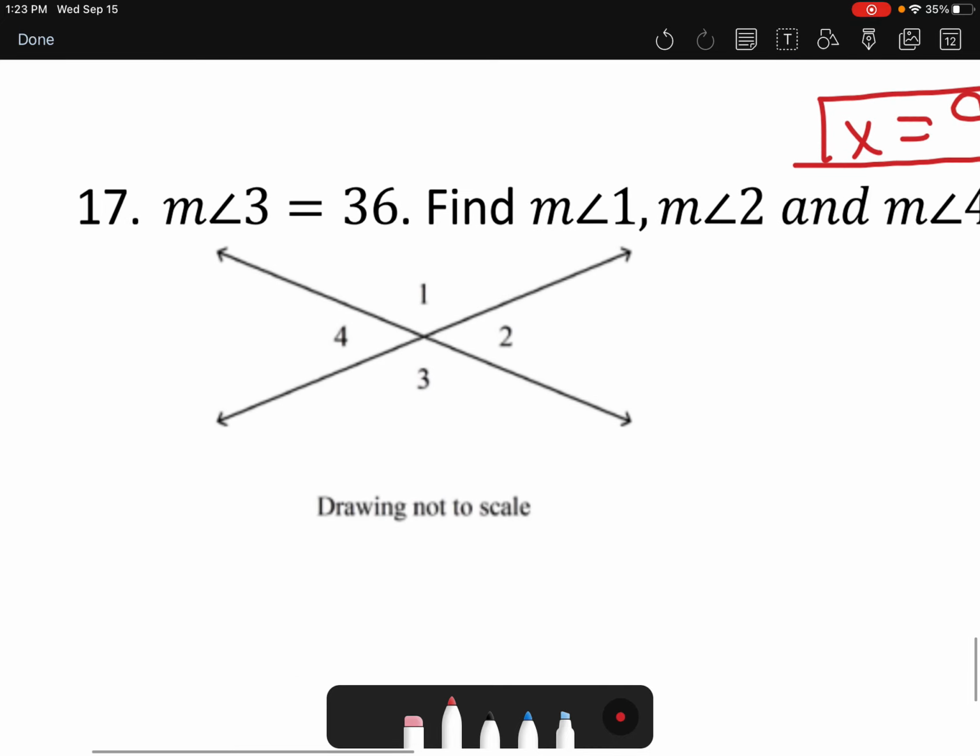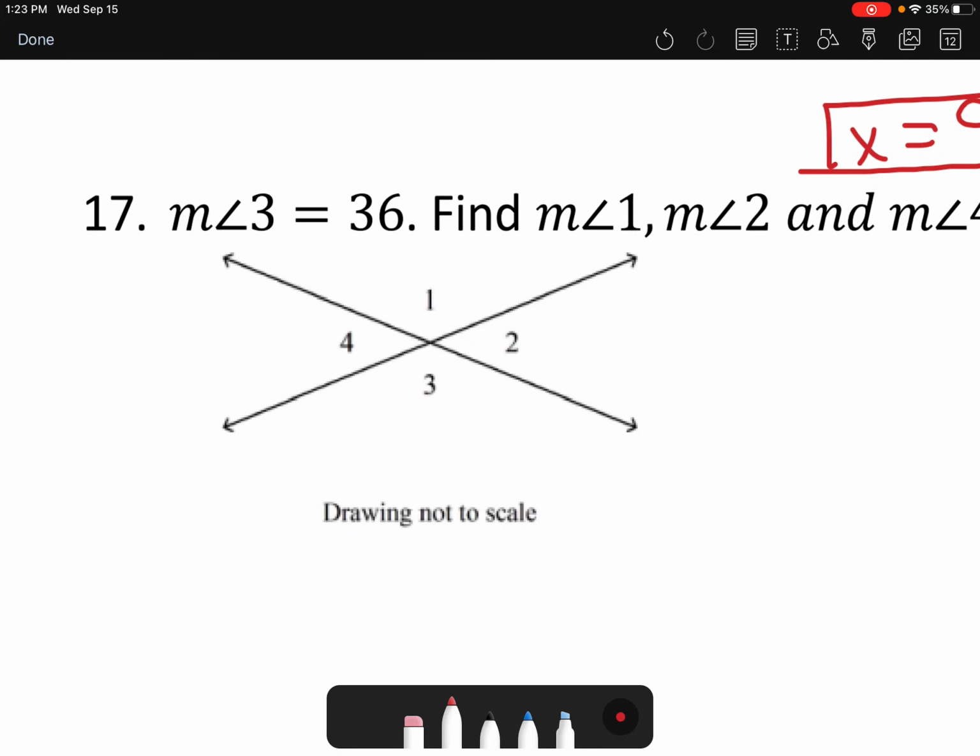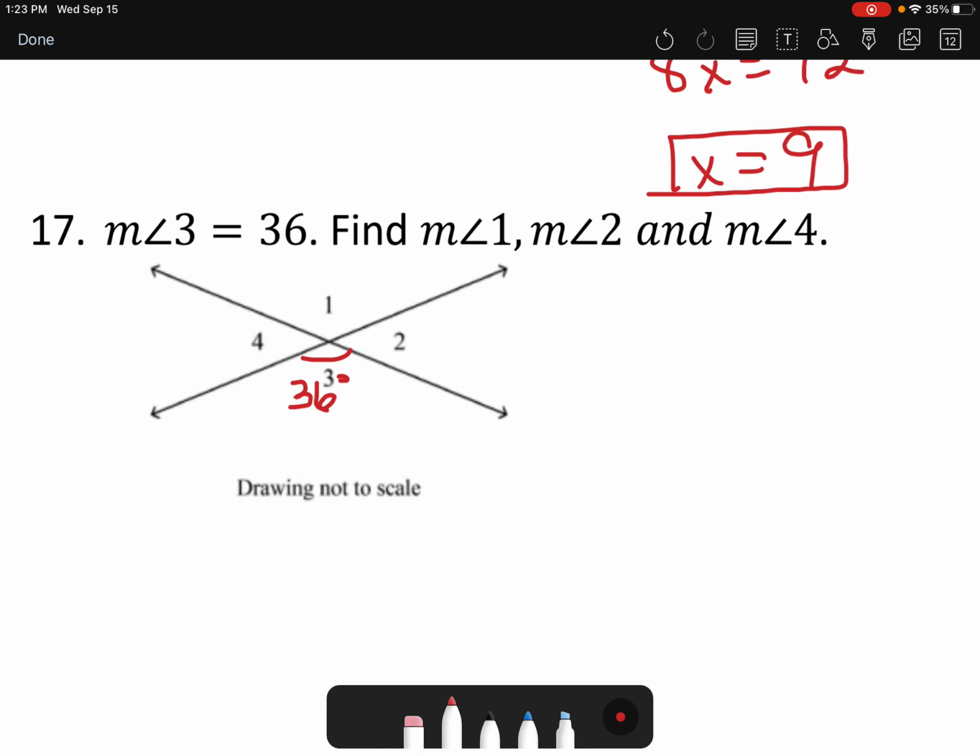All right, this last one, coming on down here. The measure of angle 3 is 36 degrees. This one right here, 36 degrees. It's asking us to find the other three angles. Well, one of those, without doing any calculations, without punching anything in the calculator, we already know that the vertical angles theorem says that the one that's opposite of number 3 is also going to be 36. So that's going to be number 1. The measure of angle 1 is going to be 36 degrees. We know that one right off the bat.